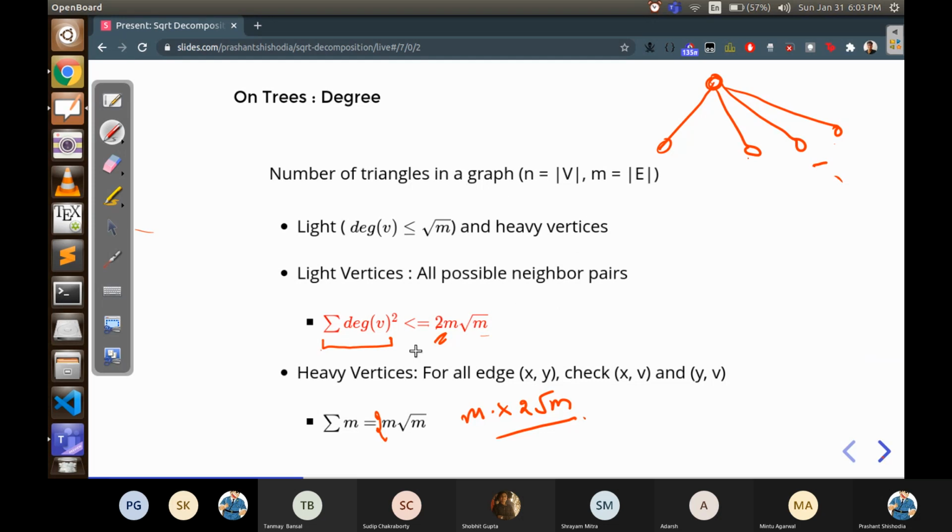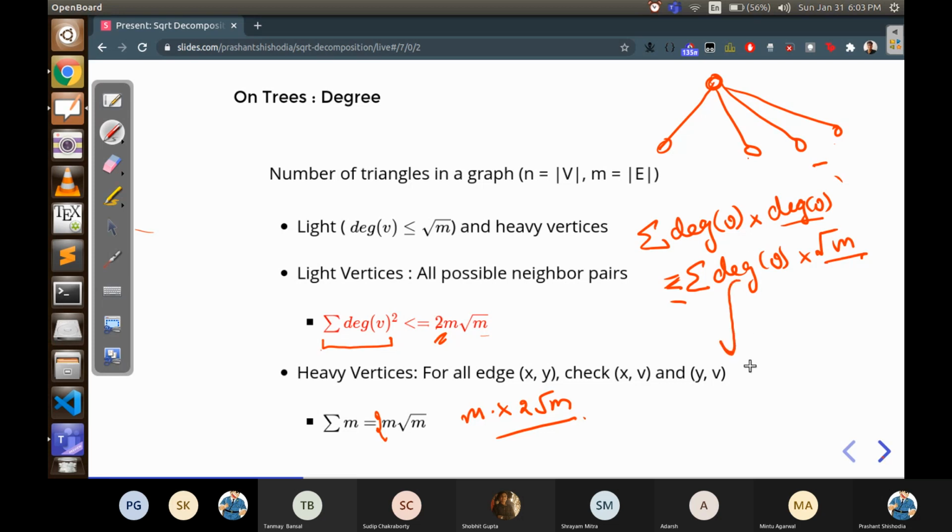Did anyone figure it out? How can we do it? It's actually simple. You can just say degree v into degree v, and this is actually sigma of degree v into root m, because this is less than or equal to root m, right? And sigma of degree v is less than m. Okay, you all understood that, right?